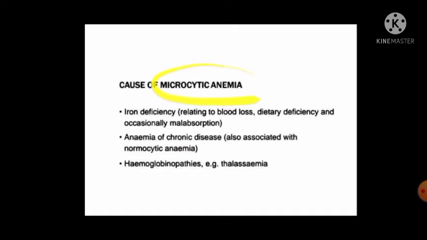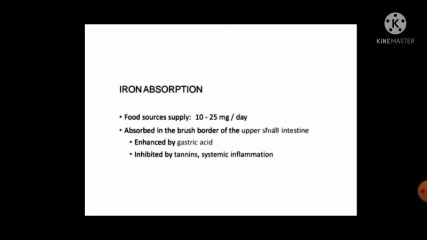Causes of microcytic anemia: iron deficiency relating to blood loss, dietary deficiency, and occasional malabsorption by the body leads to iron deficiency. Anemia of chronic diseases is also associated with normocytic anemia. Hemoglobinopathies, thalassemia is a blood disorder.